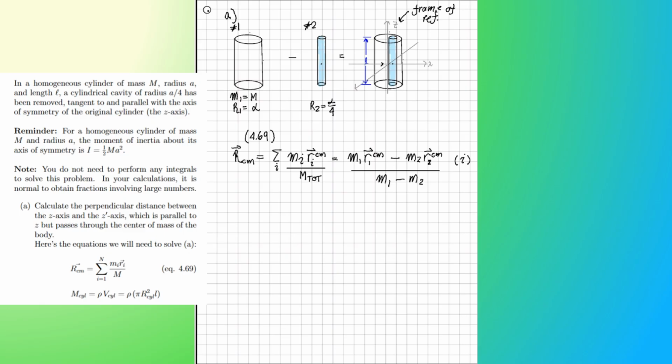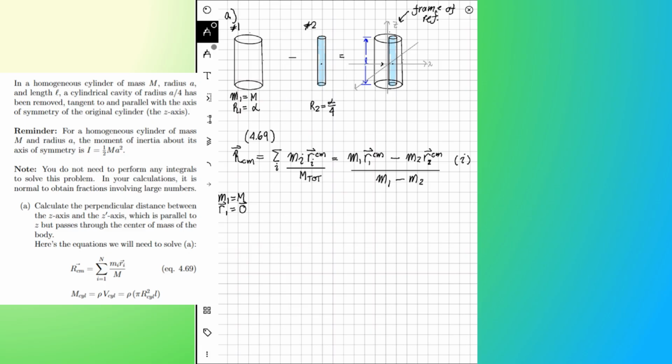So we have our equation, and now let's find our ingredients. We have most of them. We have m1, which is equal to m. We have r1, which is equal to 0, right? Because that's how we place our frame of reference. We place our frame of reference at the center of mass of our initial cylinder.